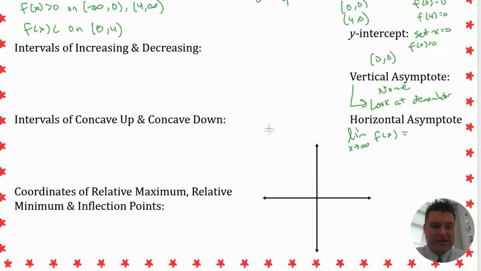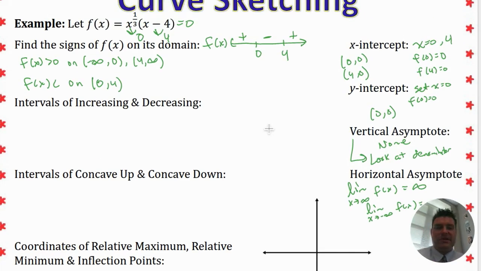You can clearly see that we're in positive. So there is no horizontal asymptote as we go out to the right. If we're looking at the left end behavior, so we're going to look at negative infinity of f of x, it's also going to reduce to infinity, just from looking at that domain right there.